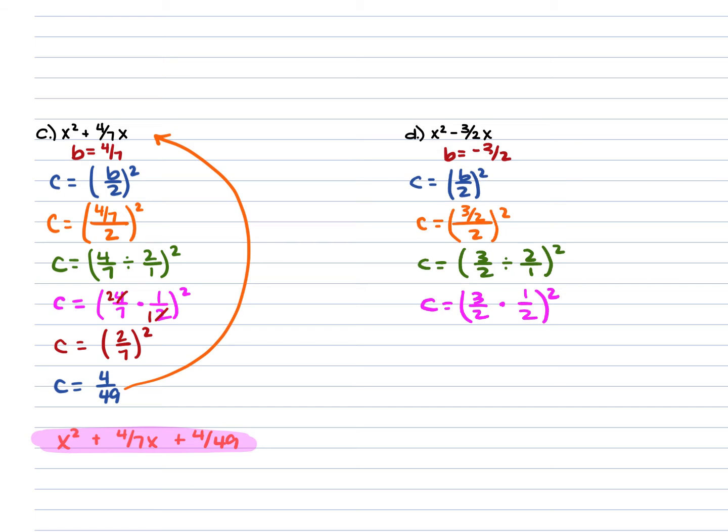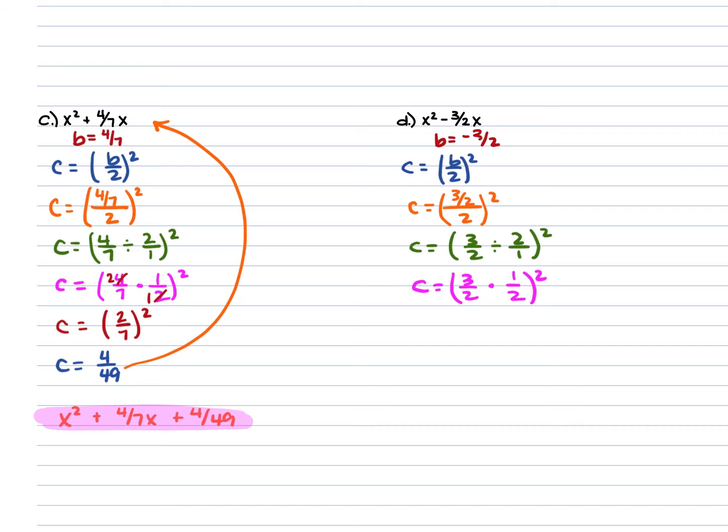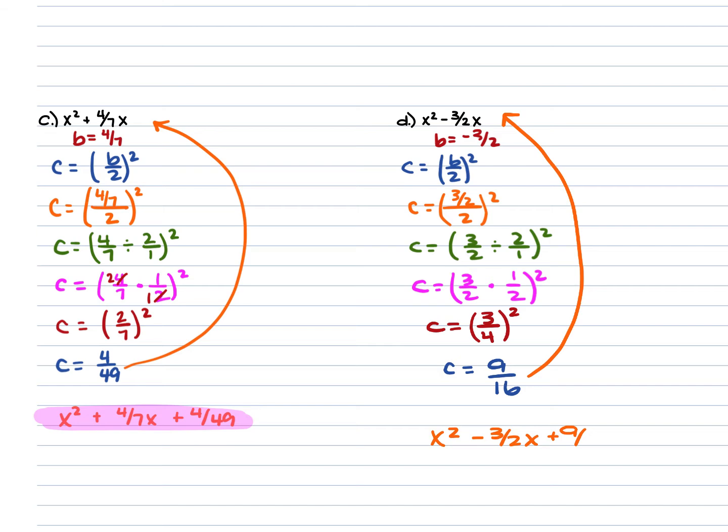For this one, you cannot cross simplify before you multiply. So multiply straight across. 3 times 1 is 3. 2 times 2 is 4. So that's 3 fourths squared. 3 squared is 9. 4 squared is 16. So it's 9 over 16 that we're adding to the original problem. So that's x squared minus 3 over 2x plus 9 over 16.